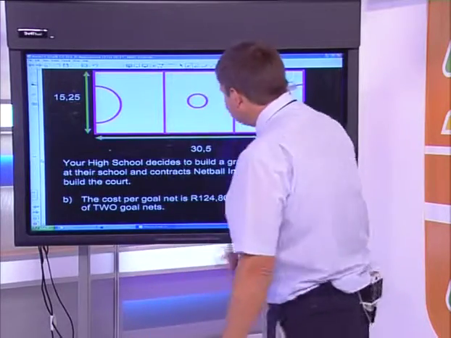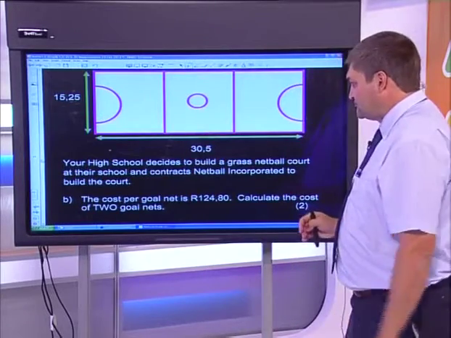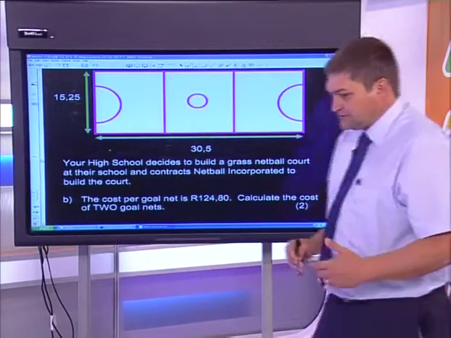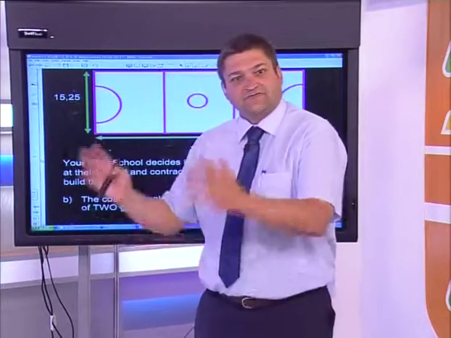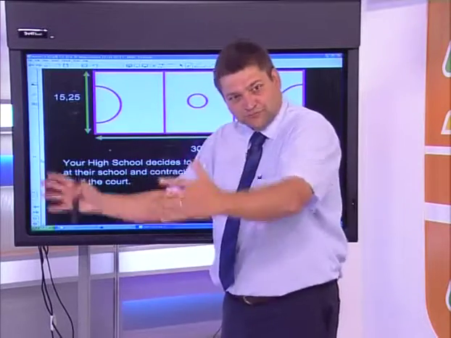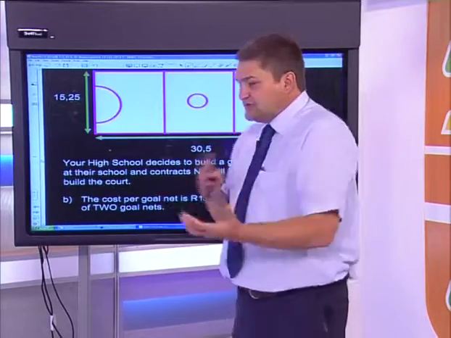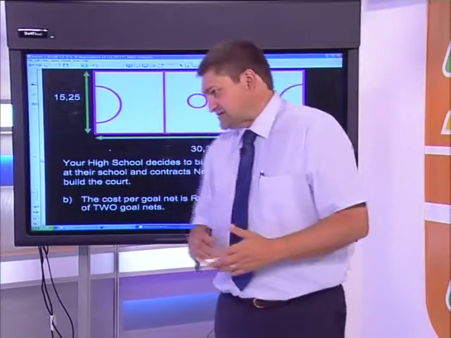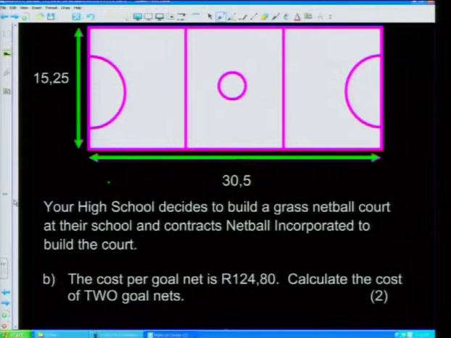But let's carry on. Right, so we worked out the area of our netball court. Now why do we need to know that? Well, we need to know that because if we're placing a netball court in a specific area, we need to make sure the area is big enough for us to put this netball court. So that's the first thing we did. Now we're going to start looking at a few costing factors. And the first thing is this. The cost per goal net is 124 Rand 80. Calculate the cost of 2 goal nets.